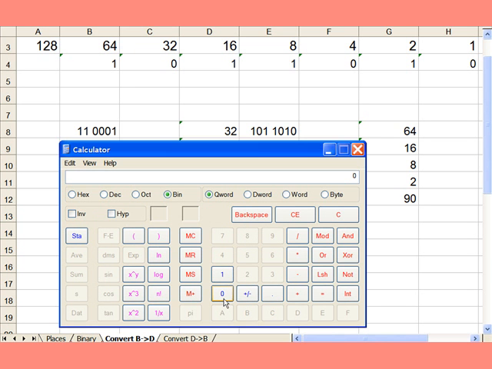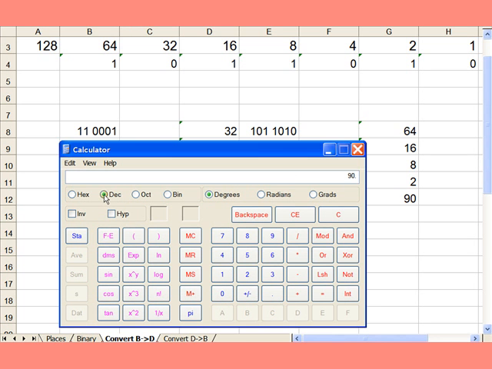indicating that you cannot use any of the digits in binary except 1 and 0. So let's enter this number, 101 1010, and then if we convert that to decimal, we have the answer 90.